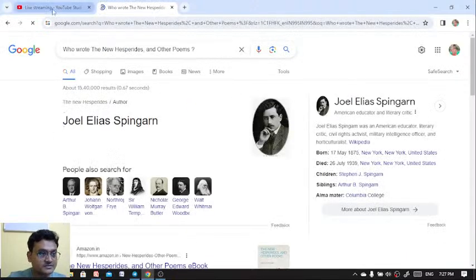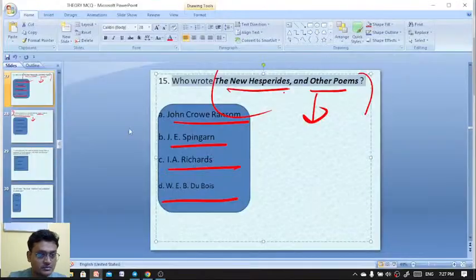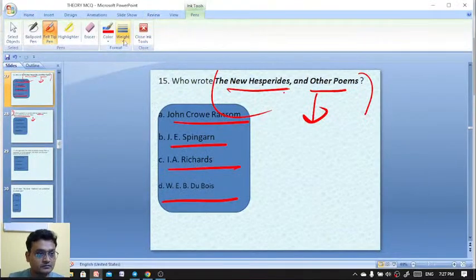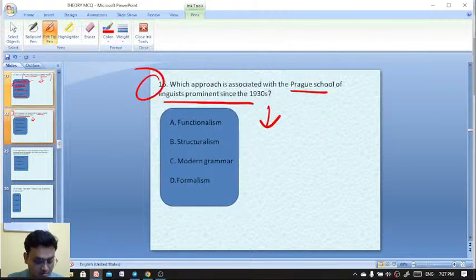Yeah, Joel is Spingarn. Chalo. It is Spingarn. Chalo, 16. Itna yaad rakhne mein bahut dikkat aata hai. Kitna yaad rakhoge tum? Chalo.